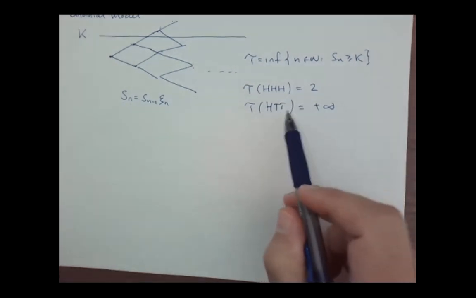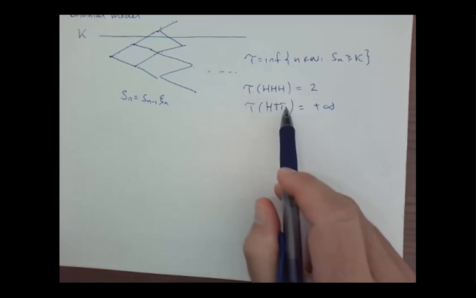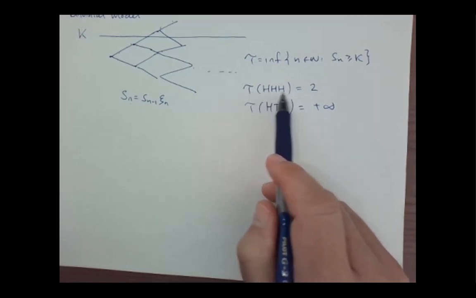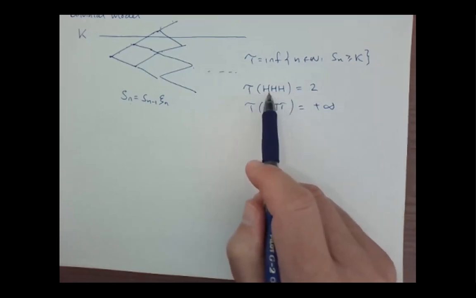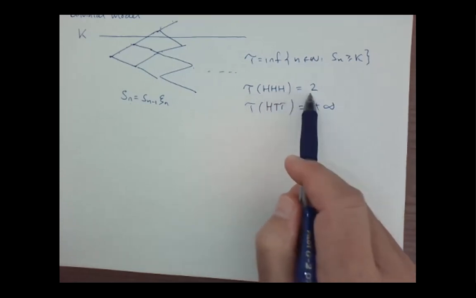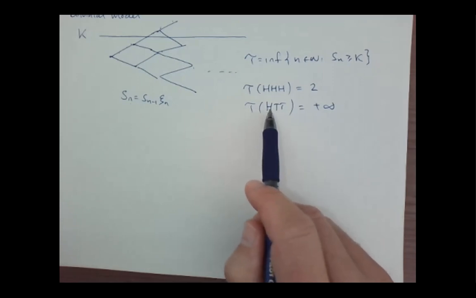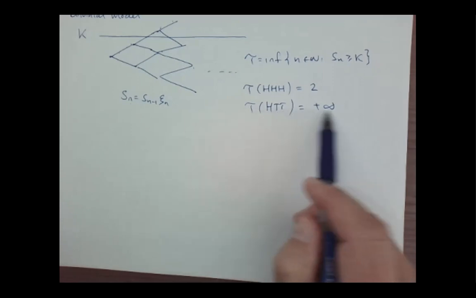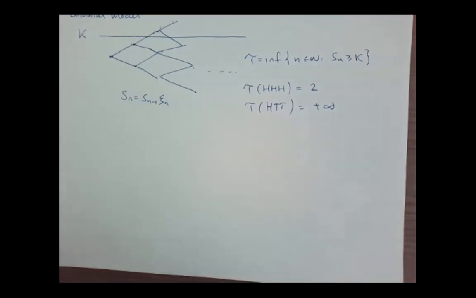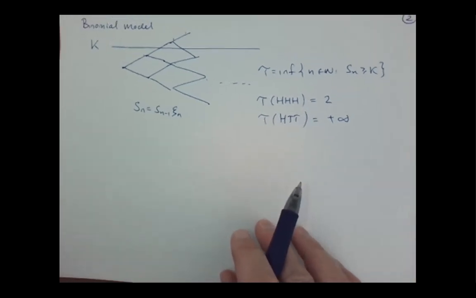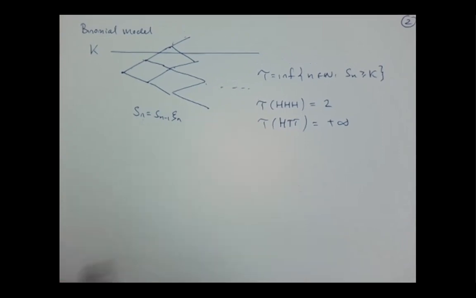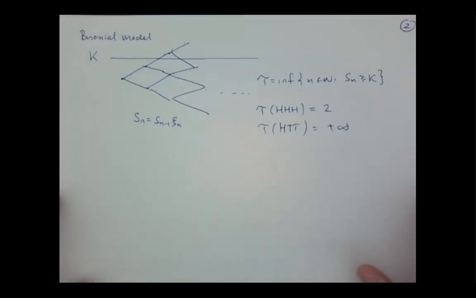And so we can also see here that tau is really a random variable. It matters what omega I put into tau. If I put in the omega that is heads, heads, heads, I'm going to get a 2. If I put in the omega that is heads, tails, tails, I'm going to get plus infinity. This is not constant. Are we good on that?